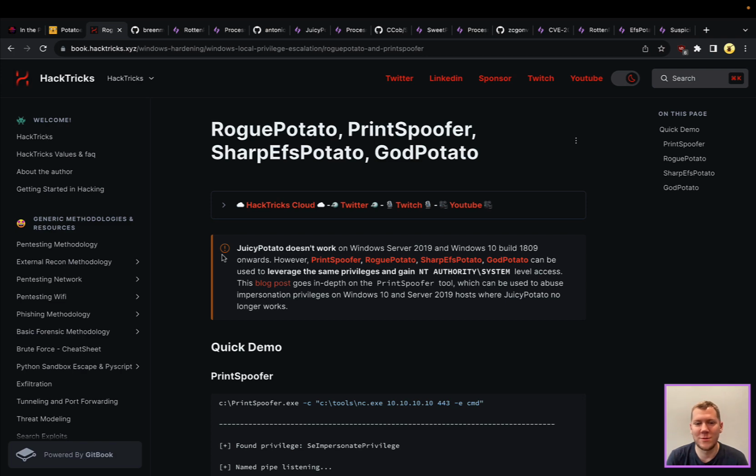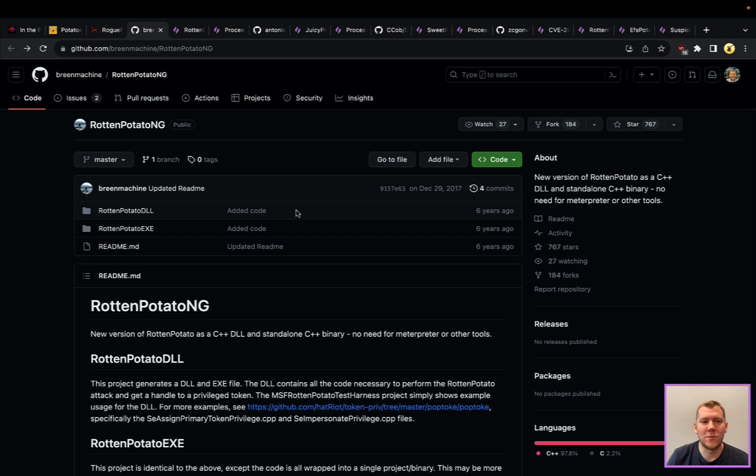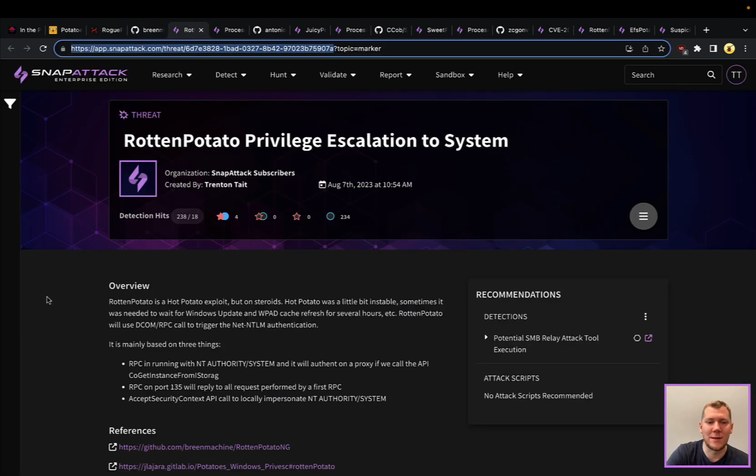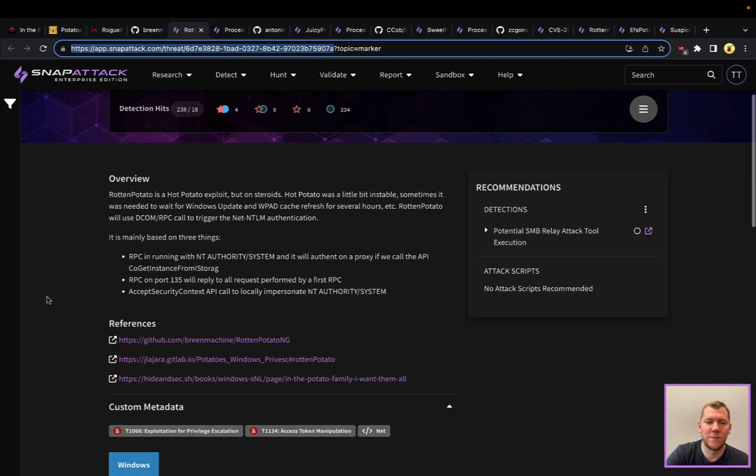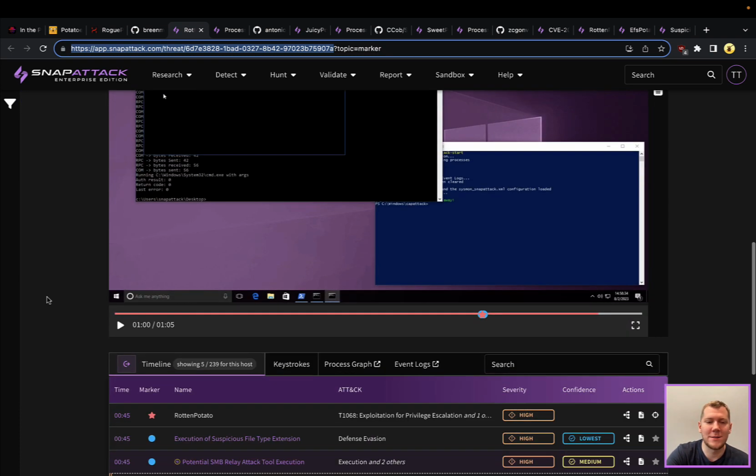But let's talk through some of these potato exploits. Probably one of the earlier ones that we want to talk about is RottenPotato. So again, you can see here from the age this one has been around. This is the NG version. So again, there were some modifications that were made to make these a little bit easier. This is still based on that original Hot Potato exploit. Again, it's good for local privilege escalation.